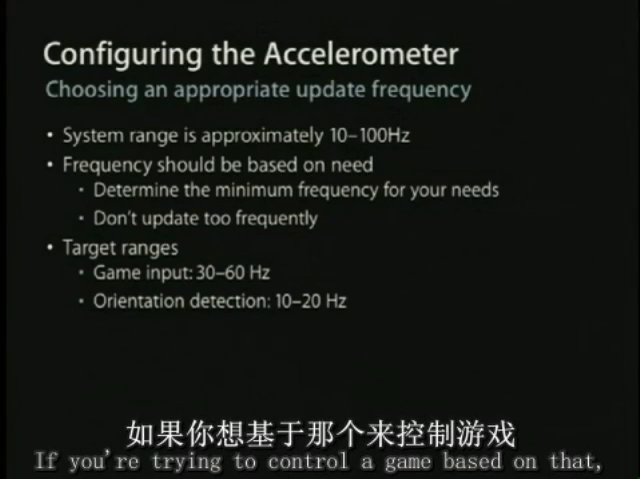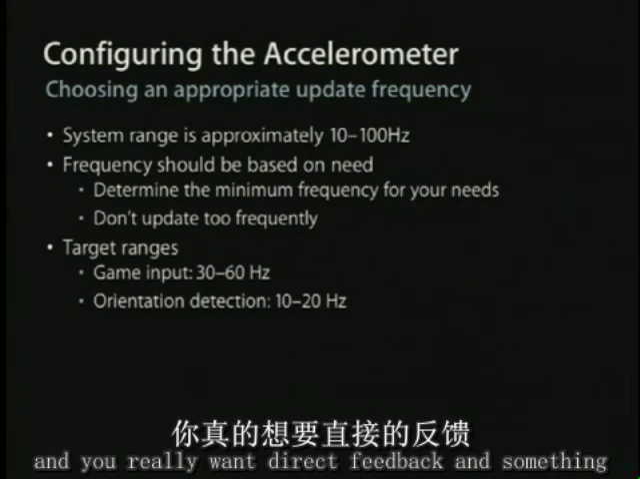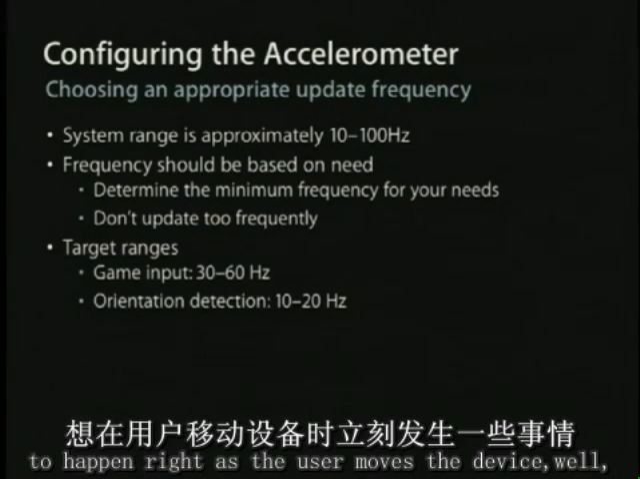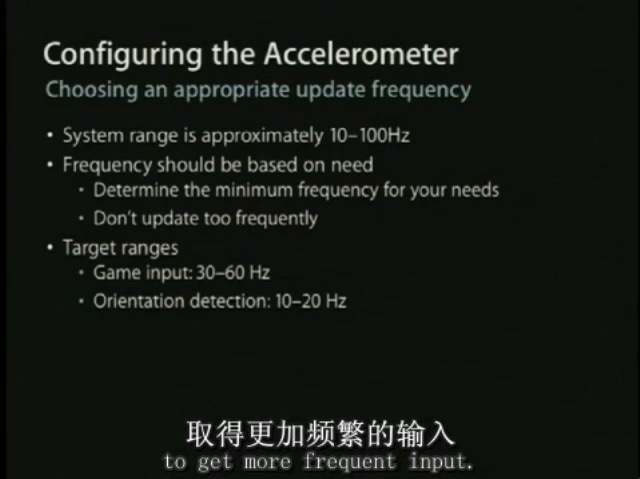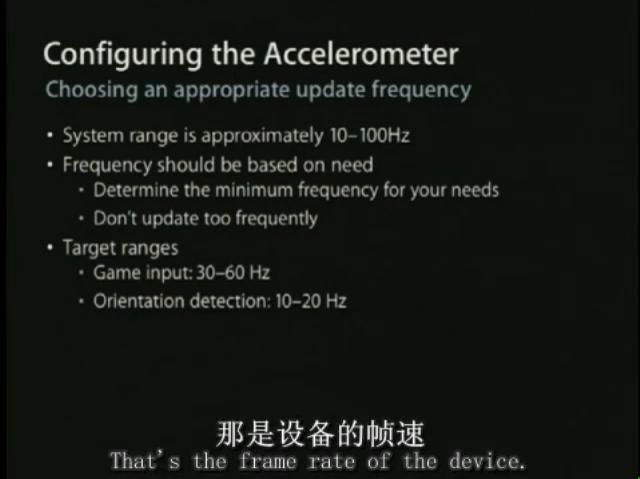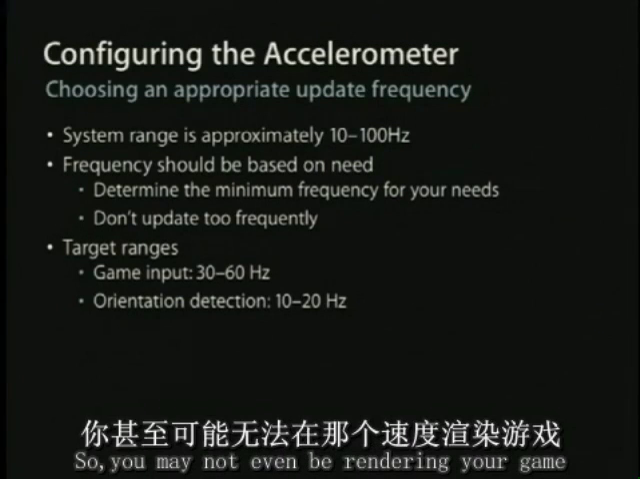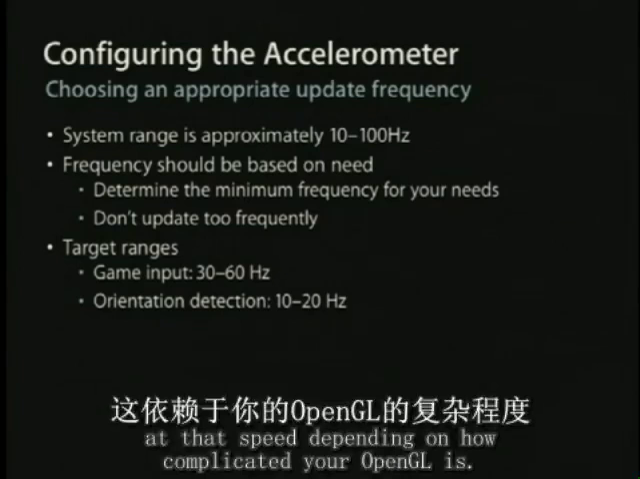If you're trying to control a game based on that and you really want direct feedback and something to happen right as the user moves the device, you probably want to up that to maybe 30 or 60 hertz to get more frequent input. But even 60 is getting pretty high. That's the frame rate of the device. So you may not even be rendering your game at that speed, depending on how complicated your OpenGL is.